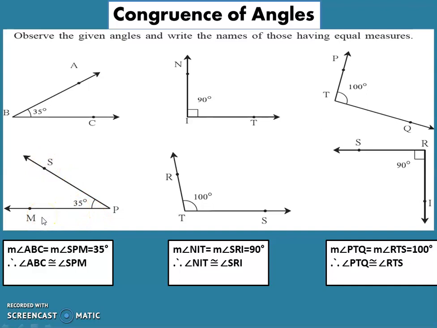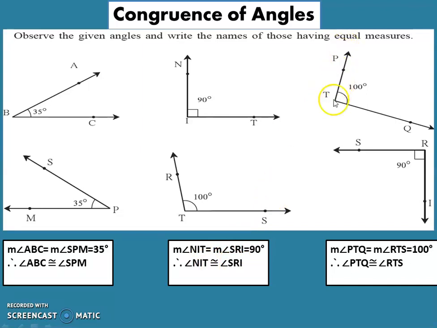Yes, you guessed right. It is angle SPM. So measure of angle ABC as well as SPM both measure 35 degrees. Therefore angle ABC is congruent to angle SPM. Similarly, measure of angle NIT is 90 degrees. Now which other angle measures 90 degrees? You can see from the figure that angle SRI also measures 90 degrees. So angle NIT is congruent to angle SRI.